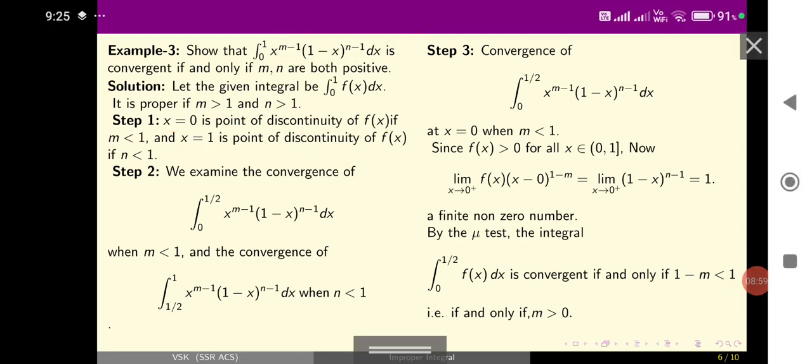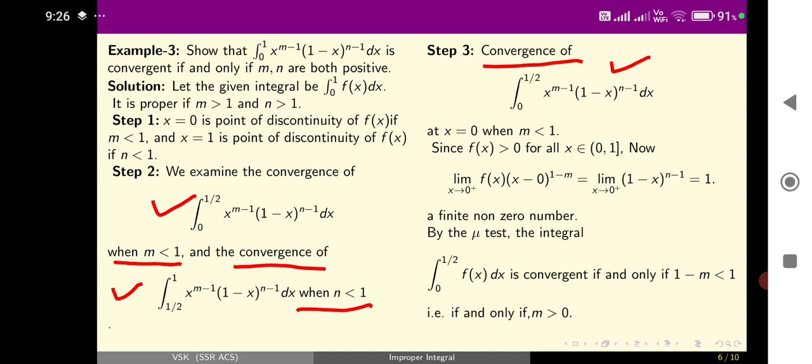Now we will examine this interval 0 to 1. We will divide it again into two parts, 0 to 1/2 and 1/2 to 1. So we will examine the convergence of the integral from 0 to 1/2 of x to the power m minus 1 into 1 minus x to the power n minus 1 dx when m is less than 1, and the convergence of the integral from 1/2 to 1 of x to the power m minus 1 into 1 minus x to the power n minus 1 dx when n is less than 1. Now let us see the convergence of this integral at x is equal to 0 when m is less than 1.